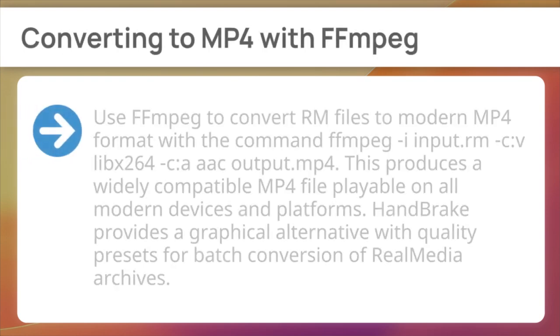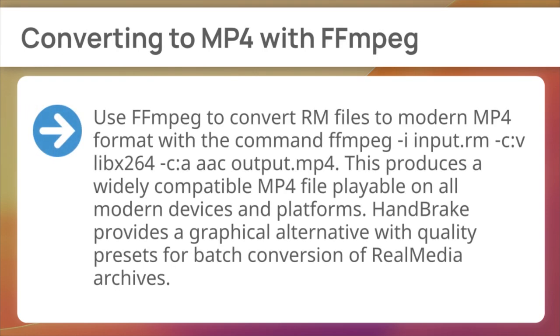Next, converting to MP4 with FFmpeg. Use FFmpeg to convert RM files to modern MP4 format with the command ffmpeg -i input.rm -c:v libx264 -c:a aac output.mp4. This produces a widely compatible MP4 file playable on all modern devices and platforms. Handbrake provides a graphical alternative with quality presets for batch conversion of RealMedia archives.